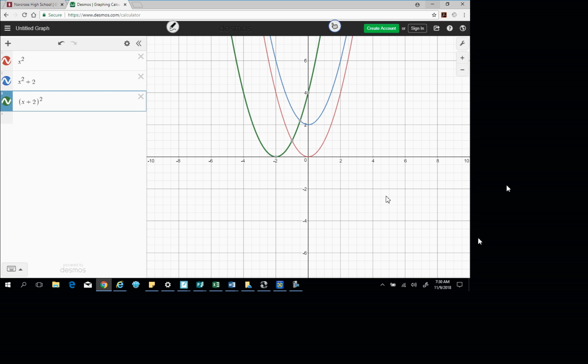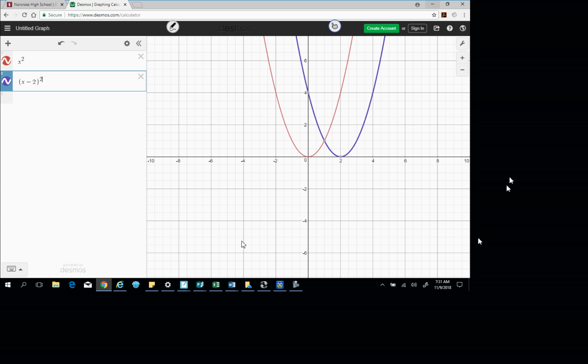So here's the parent function. Here's the green one. What happened when I put plus 2 inside the parentheses? Which way? To the right or to the left? To the left. Because remember the parentheses is opposite. And so what if I did x minus 2? What way do you think it's going to go? To the right. And we can exit all these out so you can see.